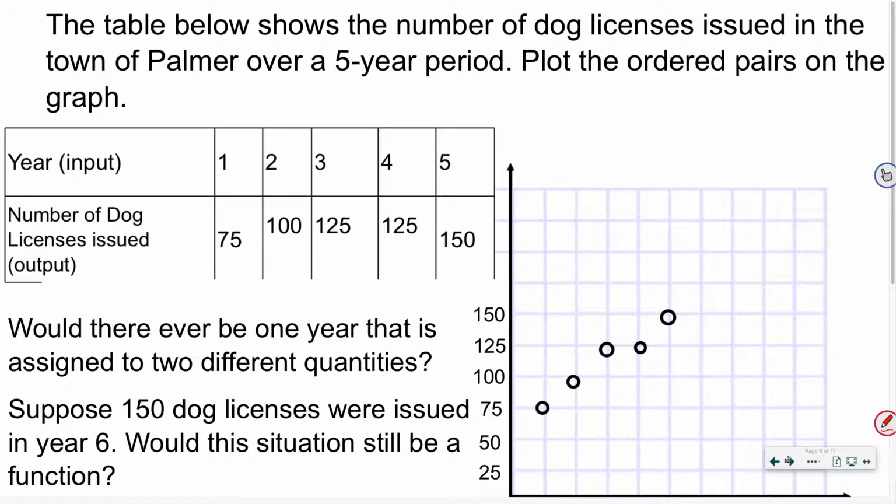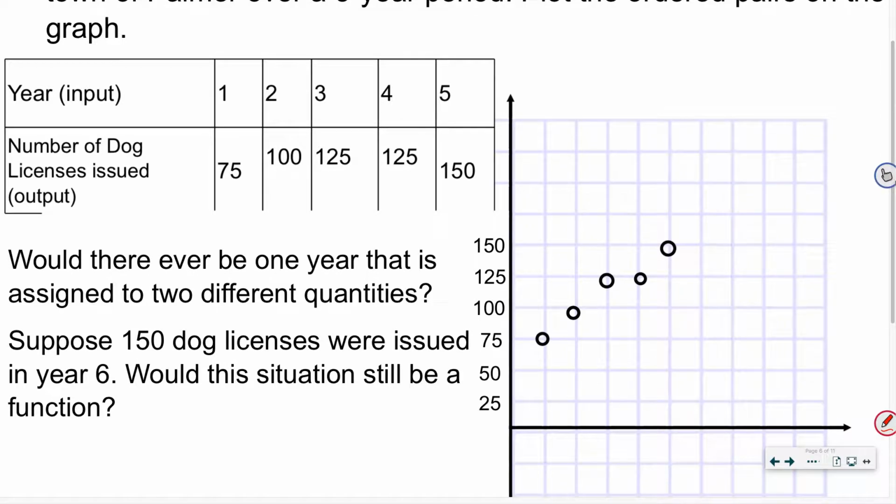Now, what if I added in year 6 150 dog licenses? Is it a function now? Yes, still a function because each input still has only one output. Okay, so keep this situation in your mind. And now we're going to look at this.